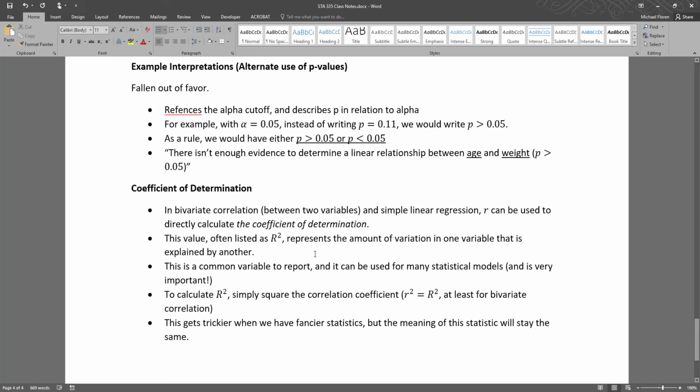This video has demonstrated how to perform statistical hypothesis testing for Pearson's correlation coefficient, as well as how to interpret that hypothesis test, and a brief discussion of the coefficient of determination, or r squared. In the next video, we'll discuss a new type of correlation that can be used in some particularly fun circumstances.